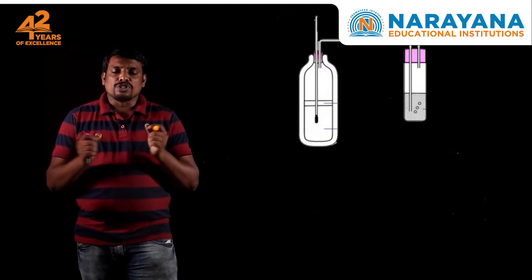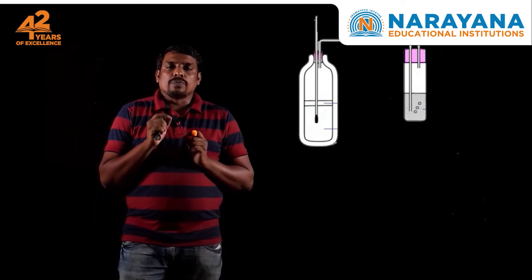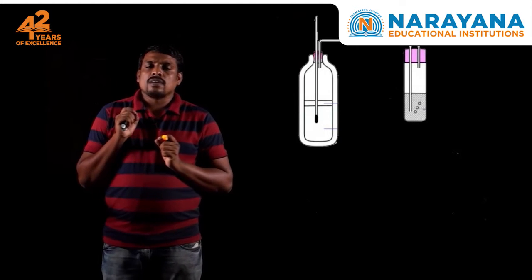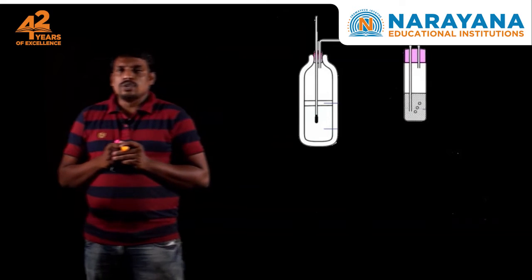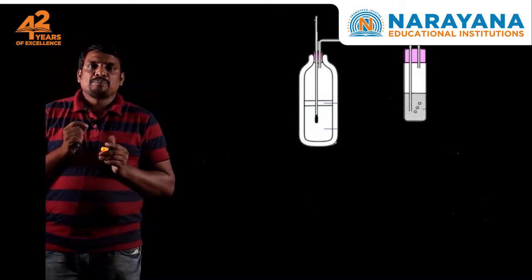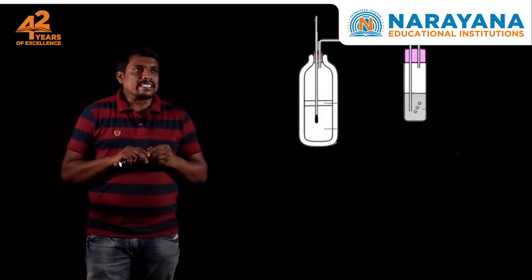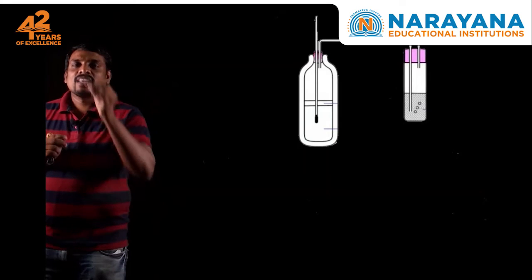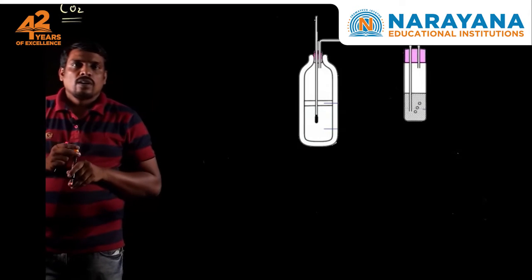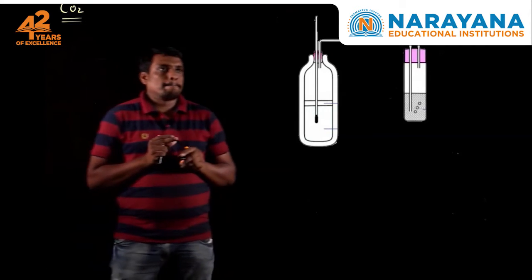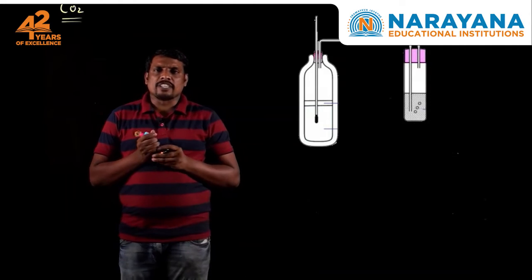Hi students, in the previous session we have seen aerobic and anaerobic respiration occurs in the cells by mitochondria. In this video I would like to explain CO2 production in yeast cells. For that we have an experimental setup. Look at this experiment. What are the materials which we require for this experiment?